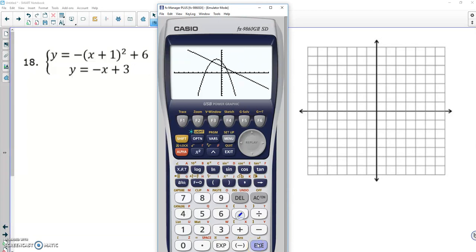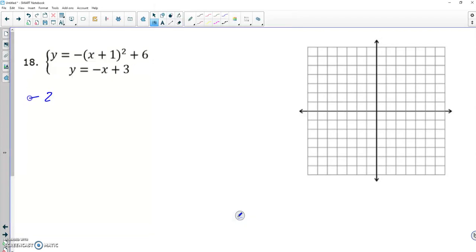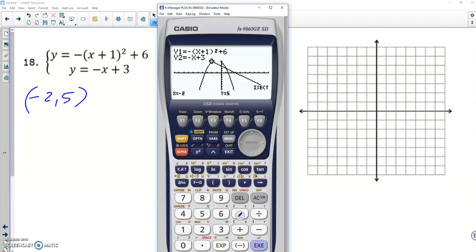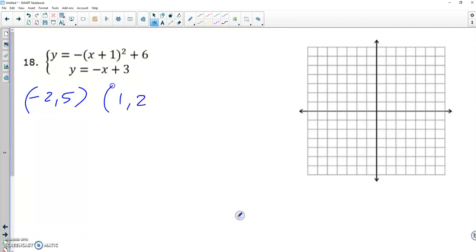So we've got the parabola facing down, we've got the line, and it looks like it's crossing twice. So we can go into the G-solver. We got -2, 5, and then, toggling to the right, 1, 2. And again, on your test, you should be graphing and transferring the graphs onto the grid. It's just that I only have 15 minutes using this program per video.